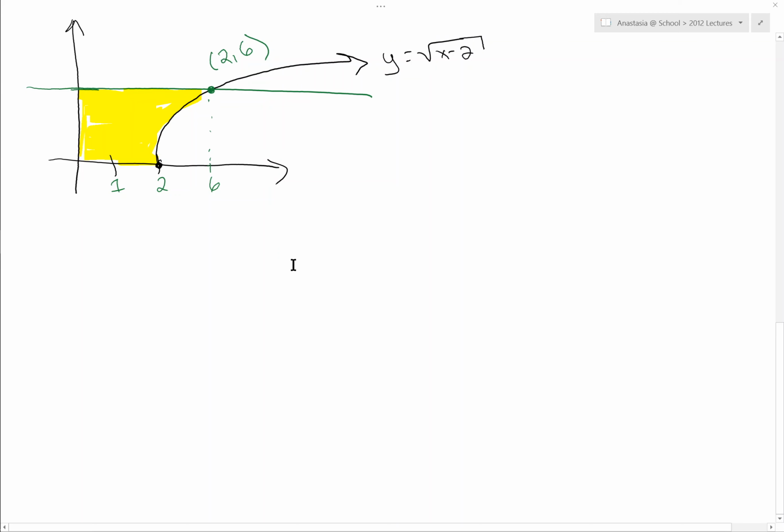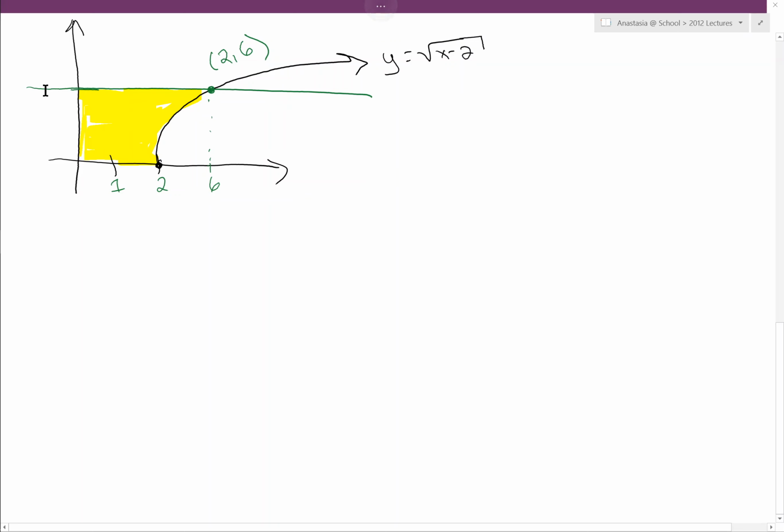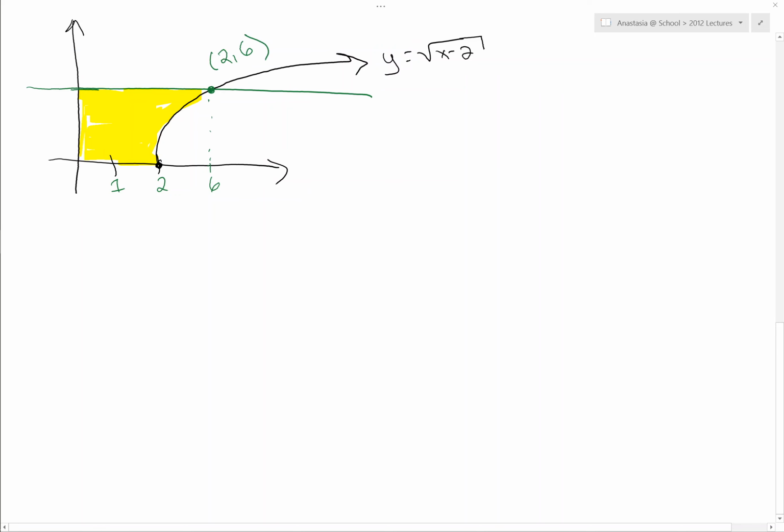Hello, in this video we are continuing our discussion of section 7.3 on the shell method. Now we are working through our example where we have a region in the first quadrant bounded by the graph of y equals the square root of x minus 2 and the line y equals 2. Let me go ahead and provide a label for that here. Y equals 2. These two curves intersect at the point (2, 6), and we're bounded by the coordinate axes because it says the region in the first quadrant.